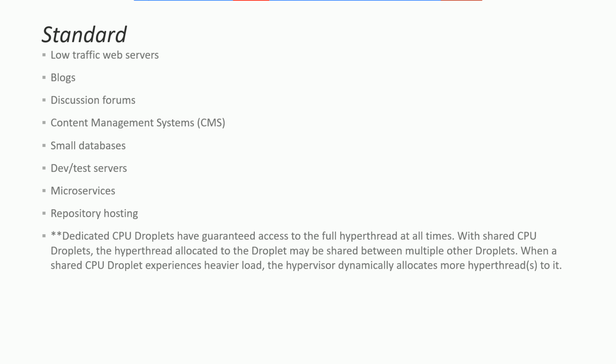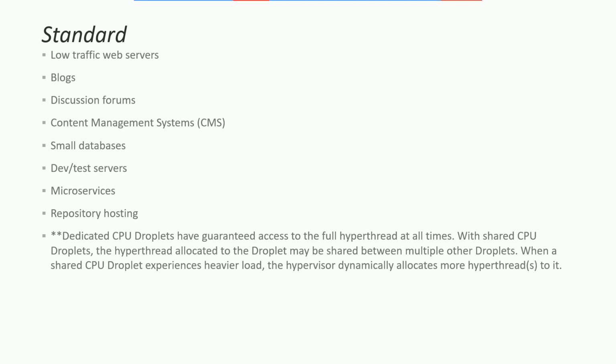So dedicated CPU droplets have guaranteed access to the full hyper-thread at all times. Let's say a VM, virtual machine, or droplet is hypervisor virtualization, which has a hyper-threading level, right? So when they give you a dedicated CPU droplet, the hyper-thread is meant to be used for your need. If you're not using it, it will still be dedicated to you. With a shared CPU, which is part of the standard droplet, the hyperthread allocated to the droplet may be shared between multiple other droplets.